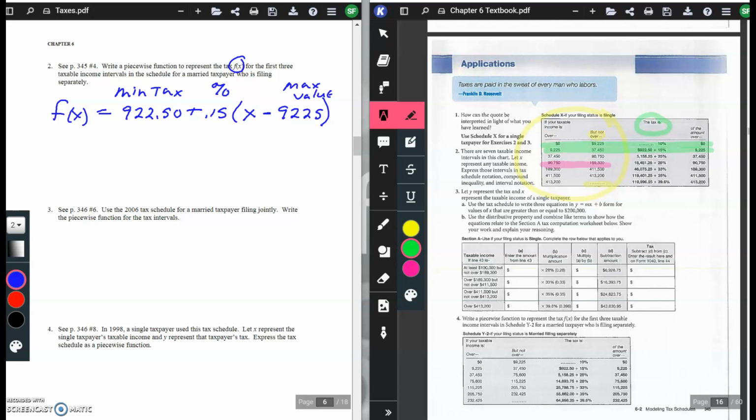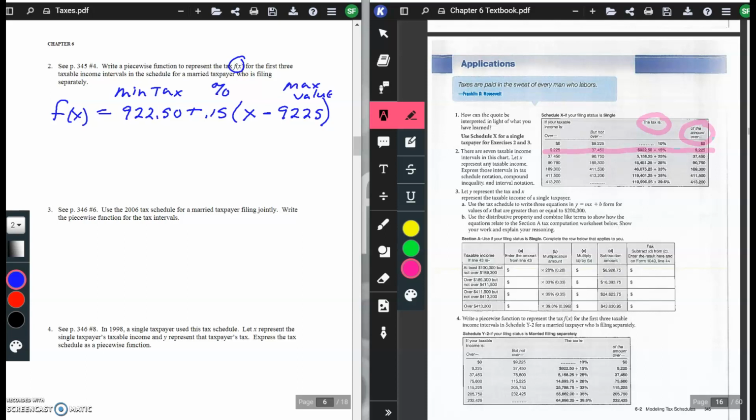Okay, so to review that again, you can get this equation from the line here. Let me erase some of this stuff real quick, and I'll show you exactly where these numbers are coming from. I'm looking at this line right here, for example. Your minimum tax for that is $922.50, where it says the tax is right here, $922.50, plus 15%, so plus 0.15, times any value. We're trying to figure out the value over, where it says the amount over 9225.